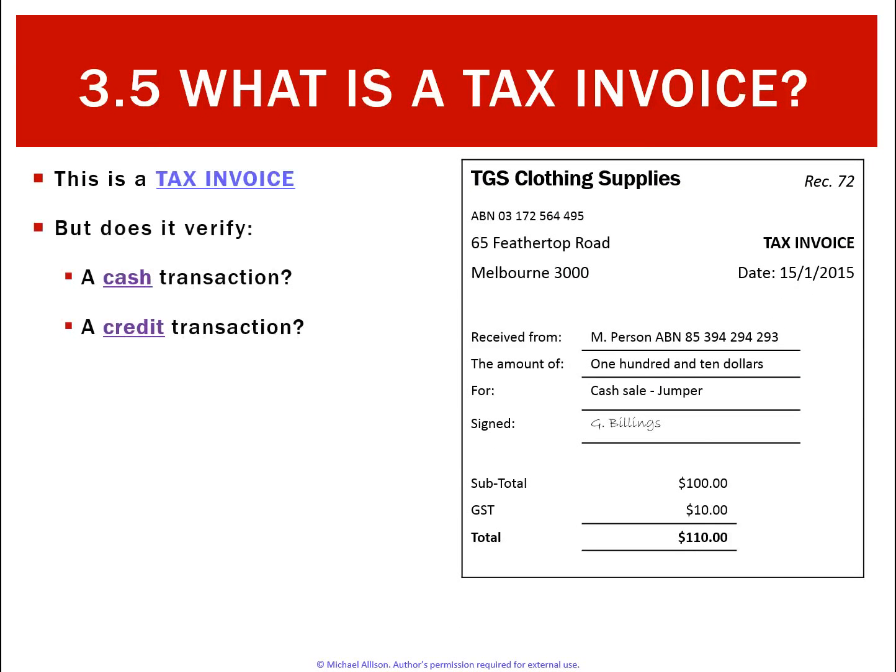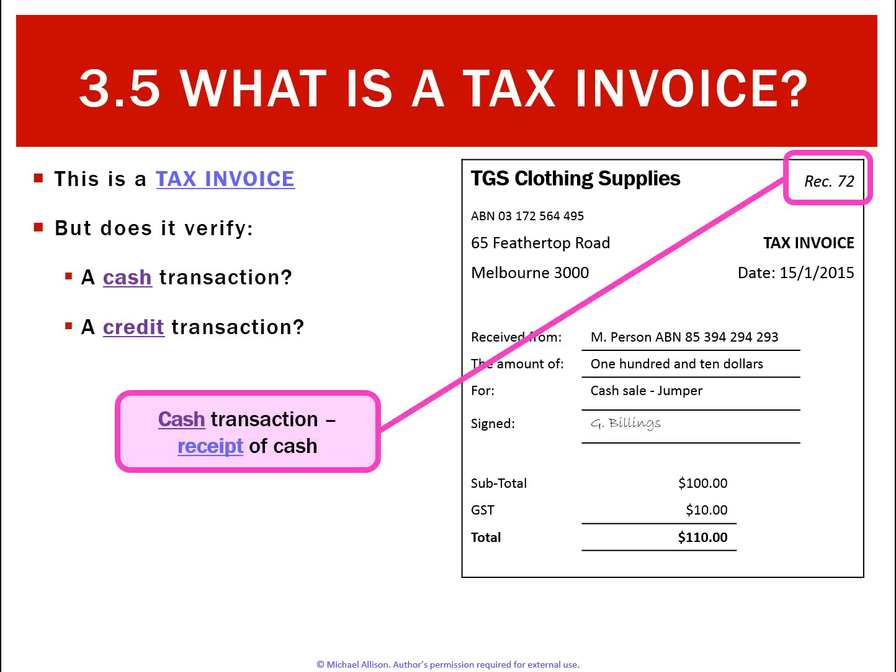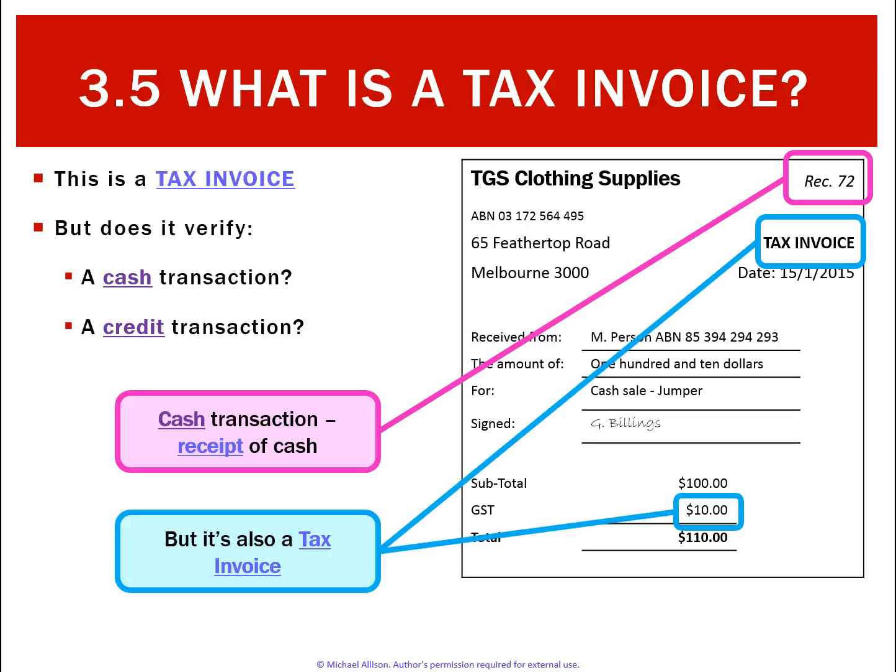Why is it a tax invoice? I guess looking at it, you can see it has the words tax invoice on it, just underneath the receipt number up here. And it doesn't necessarily mean that's a credit transaction though. So in this case, we can see it's actually a receipt number, so therefore it must be a cash transaction. But the point is, it's also a tax invoice. Why? Because it has GST in the transaction, and it's going to provide evidence of GST that we'll send to the tax office.